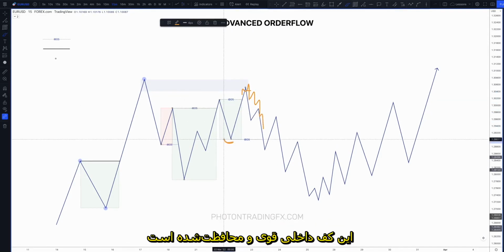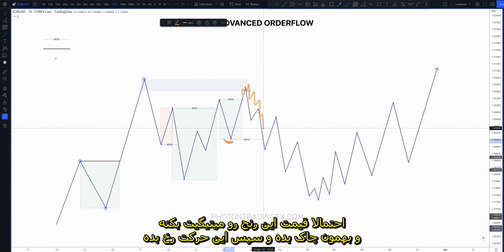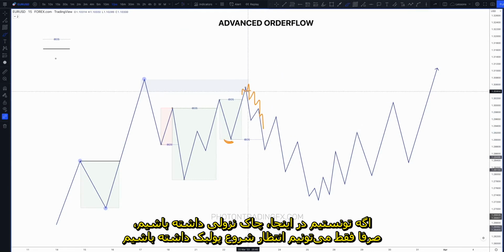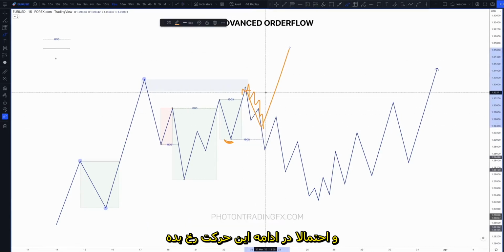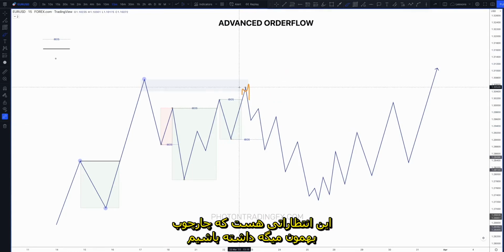This is a strong protected internal low, and it's just going to mitigate this range to then give us potentially a CHoCH, and then we would look for that, right? So if we were to get a bearish CHoCH up here, we could only really assume that that's the pullback that's about to start, and we would imagine that that's likely to happen, right? That would be the expectation and the framework that we use.